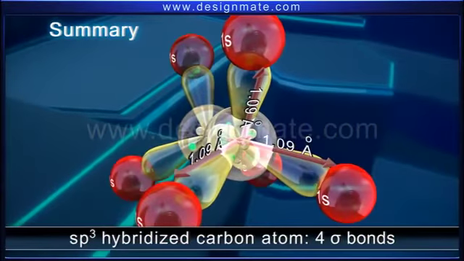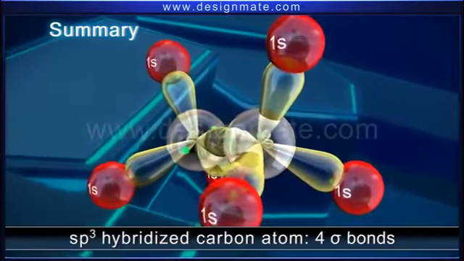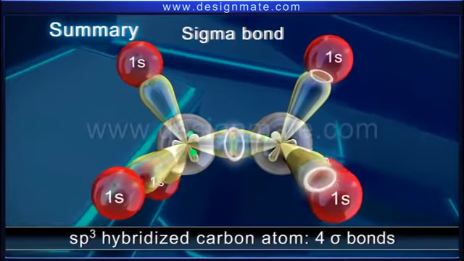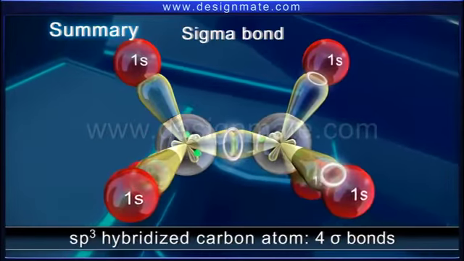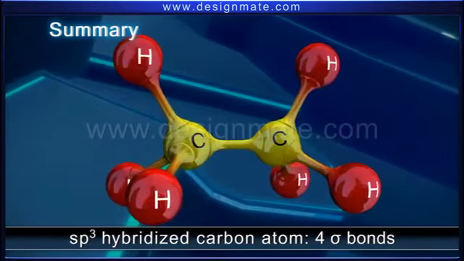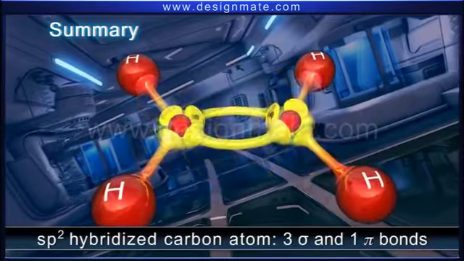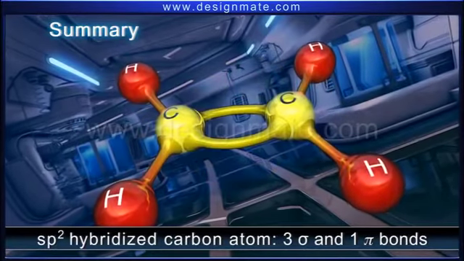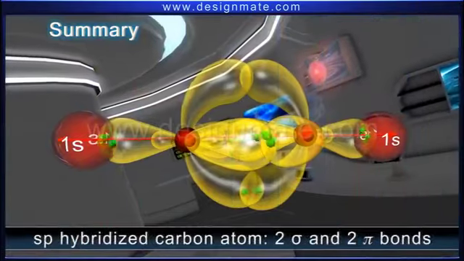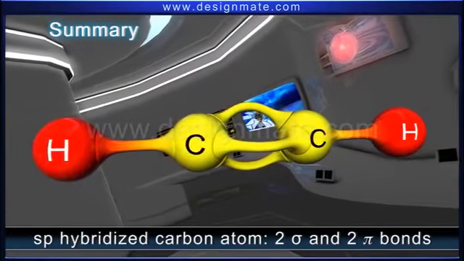To summarize, we have studied that whenever a carbon atom in an organic compound forms 4 sigma bonds, directed along the corners of a regular tetrahedron, it is sp3 hybridized. A carbon atom that forms 3 sigma bonds and a pi bond is sp2 hybridized, while the one in which it forms 2 sigma and 2 pi bonds is sp hybridized.